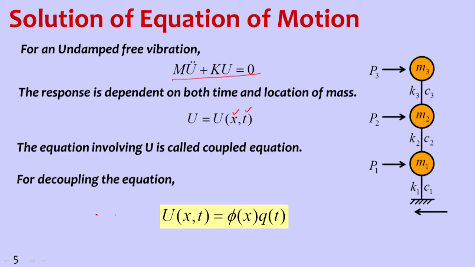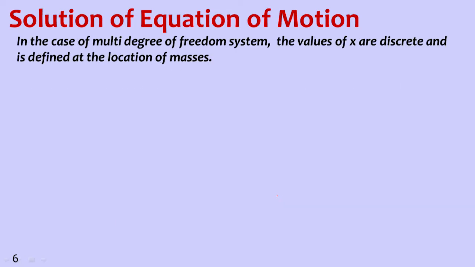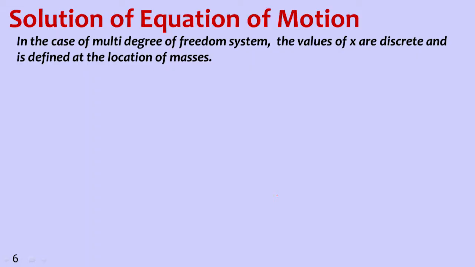So for decoupling the equation, we are converting u(x,t) into phi of x and q of t. Phi is a space variation function and q is the time variation function. Now in a multi-degree of freedom system, the values of x are discrete, but in a continuous system, x can be any value from 0 to the total height of the building or structure. So this is discrete and is defined at the location of mass.